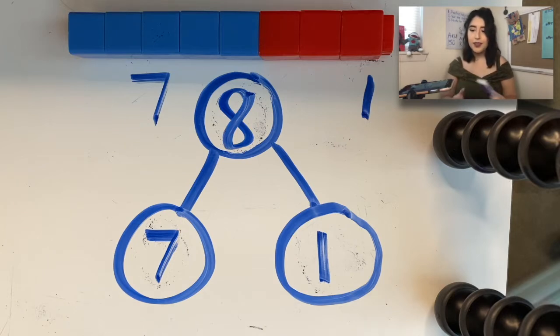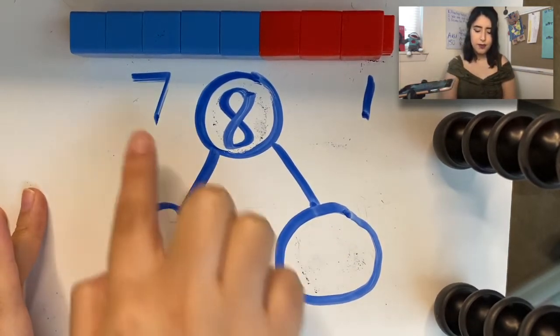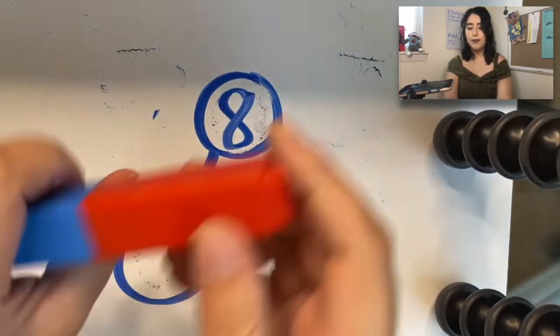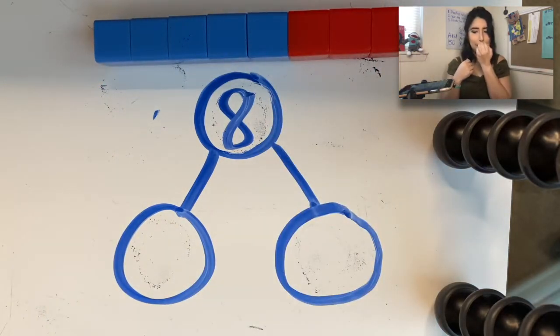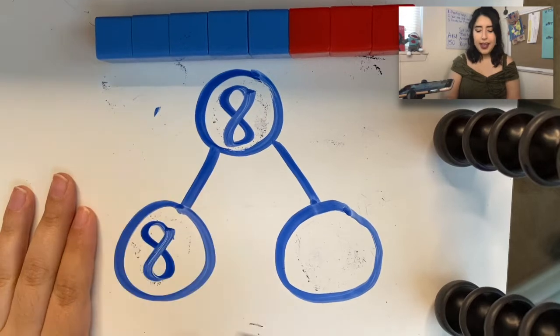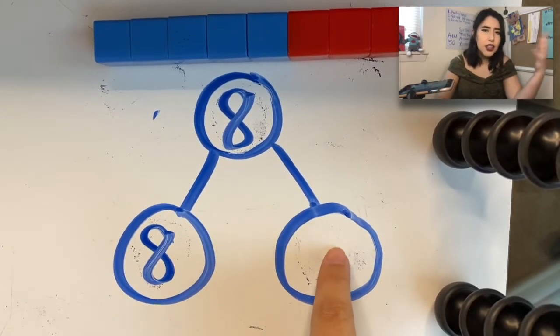Very good. Do you see how we did all our number bonds for 8? Or am I missing one? What if I broke apart nothing? What would our number bond be? What are our parts? 8 and what's that number? Louder, say it louder.